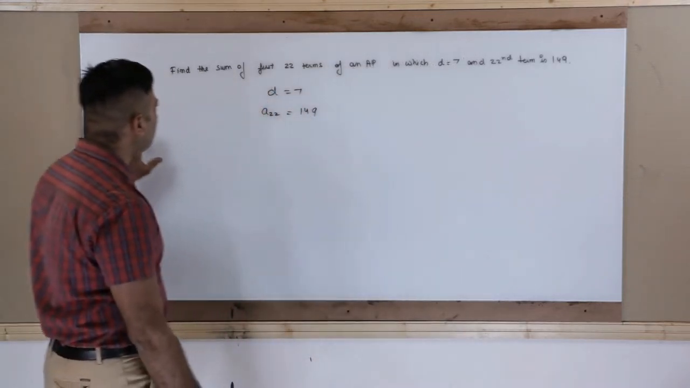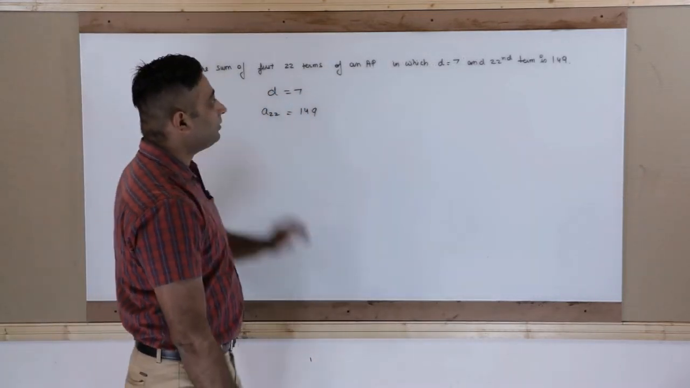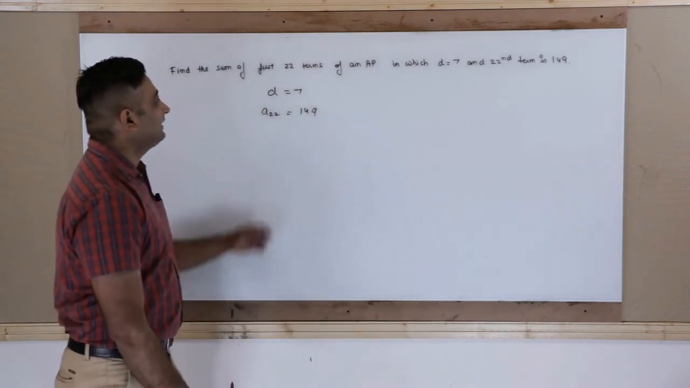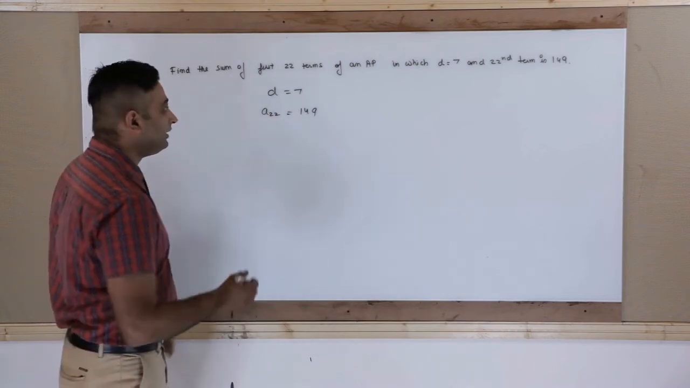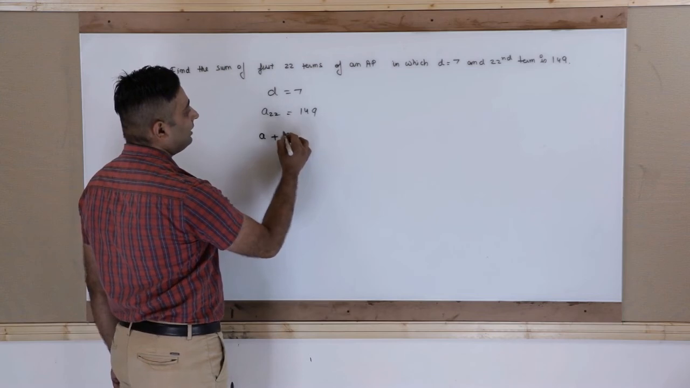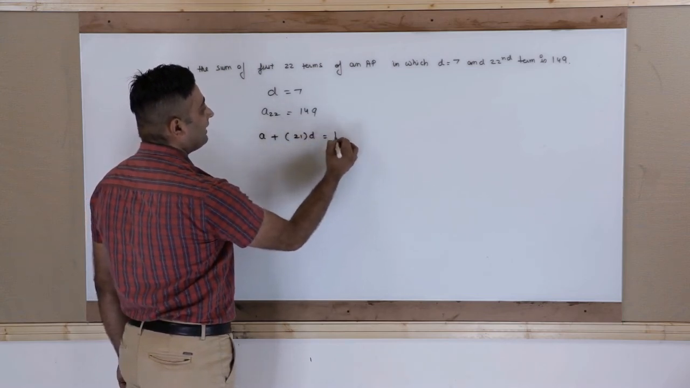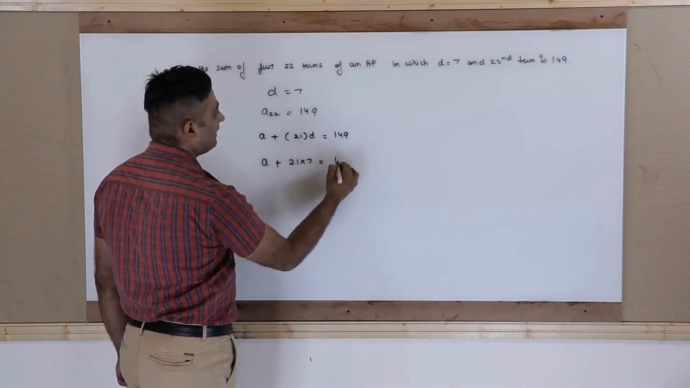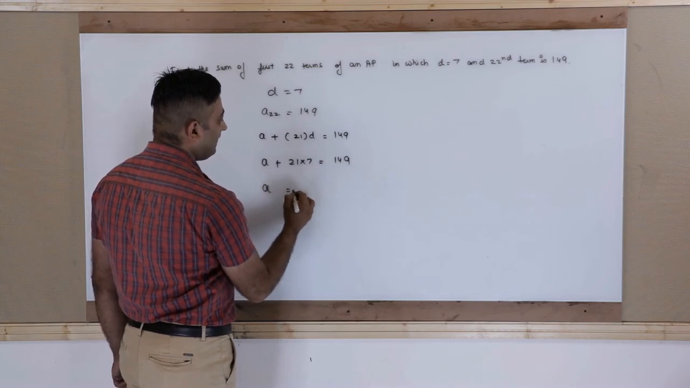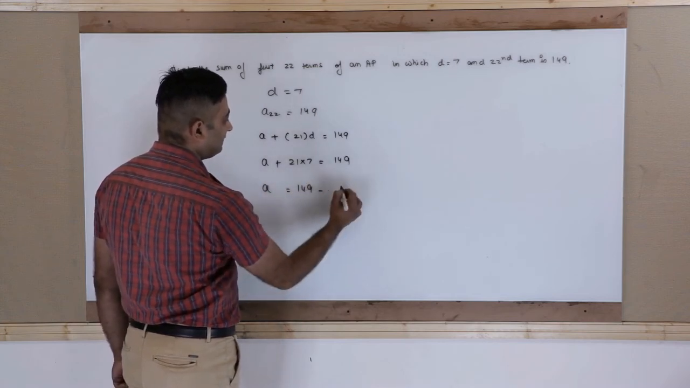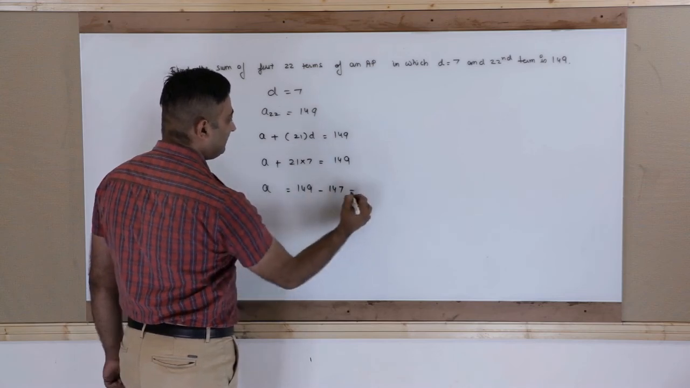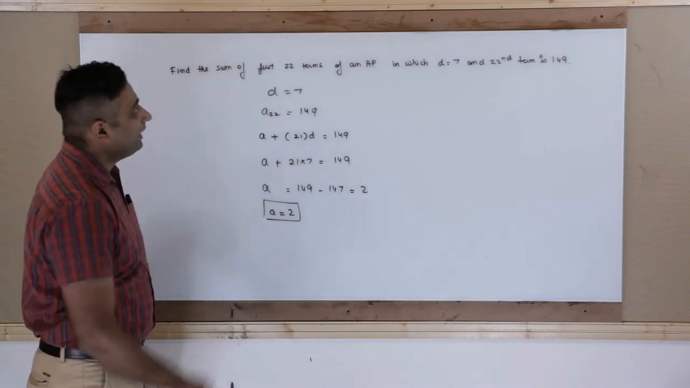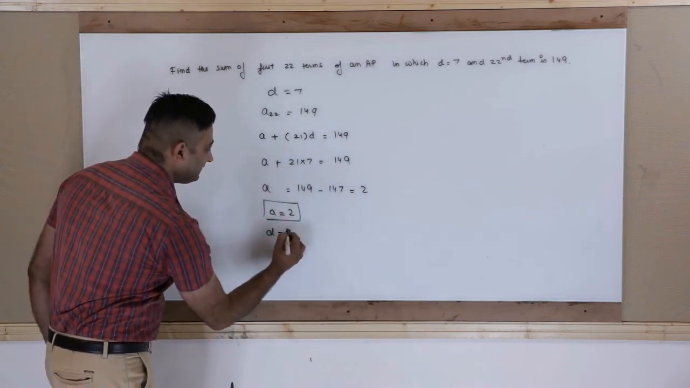Dear students, let us do one more problem. Find the sum of the first 22 terms of an AP in which common difference is 7 and the 22nd term is 149. That means D is 7 and A22 is 149. This means A plus (22 minus 1), that is 21 into D, is equal to 149. So we know the value of D. That means A plus 21 into 7 is equal to 149. That means A is equal to 149 minus 147, that is equal to 2. So we got the value of the first term, A is equal to 2, and D is equal to 7.